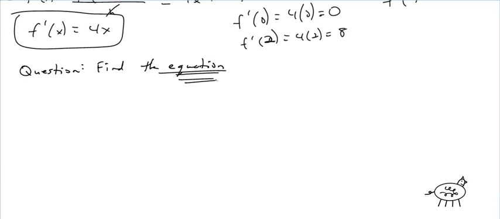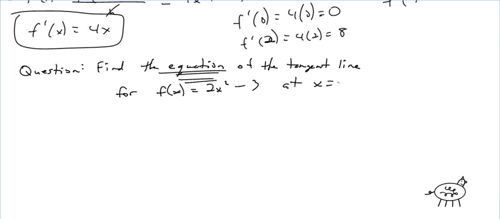Okay, that's an important word. If I ask you for just the derivative, you just give me f prime of x equals 4x. But if I say find the equation of the tangent line for f of x equals 2x squared minus 3 at x equals 3, well, again, we know f prime of x, and we know our coordinates.